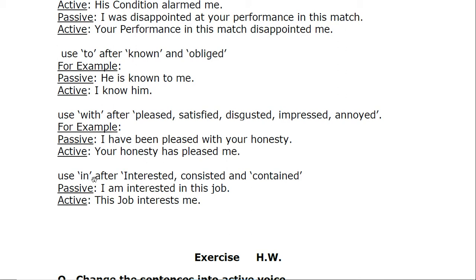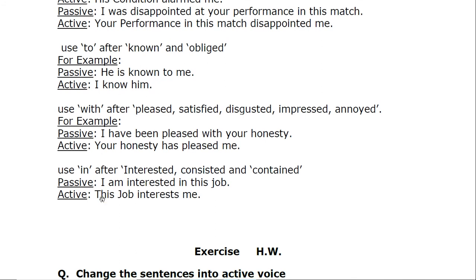Now, when you have words like interested, consisted, contained, in that sentence you will use the word in instead of by. So, I am interested in this job. What is your verb? Am interested. What are you interested in? This job. So, you start with this. This job. Interested is past tense. How will you make it present tense? Interests me. क्योंकि ये तो निकालना है. This is to be verb. This ये निकालना है because this is instead of by. So, this job interests me.